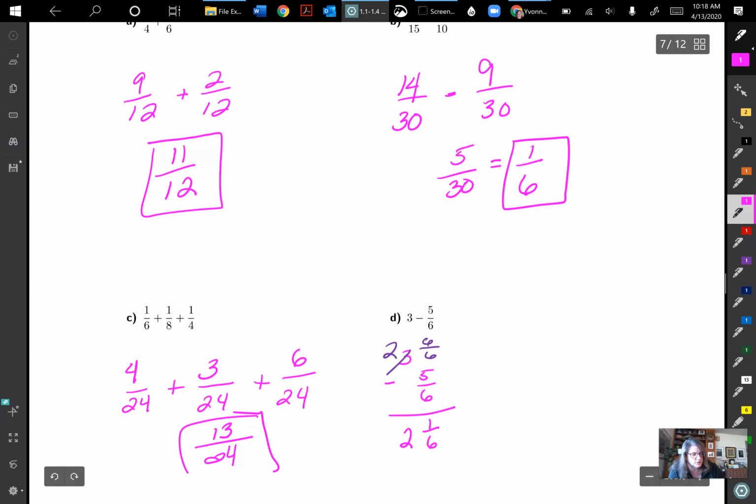Carry down your 2. So that's as a mixed number, which is fine, depending on what your directions are. And as long as the fraction part is simplified, that's good.